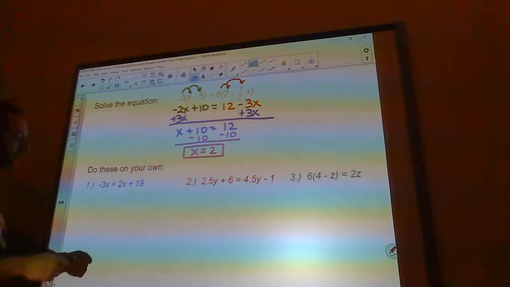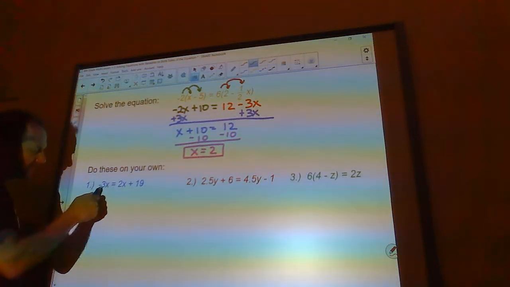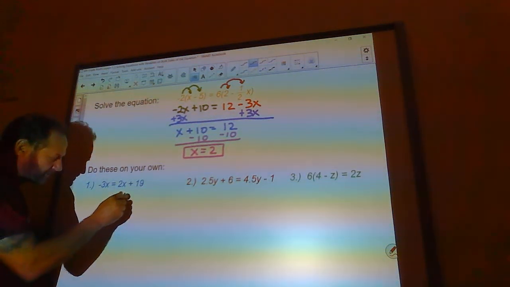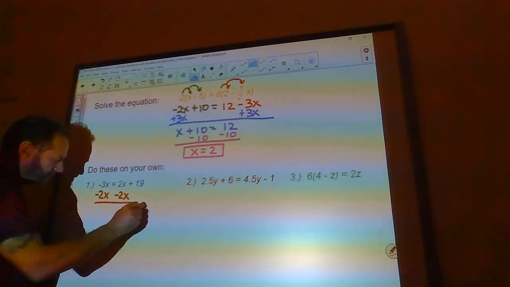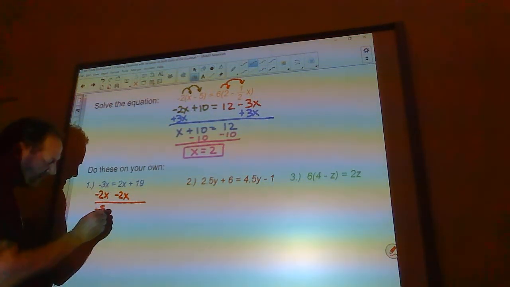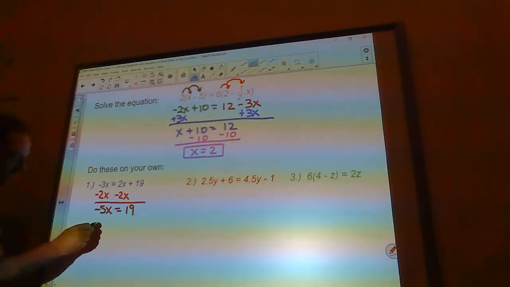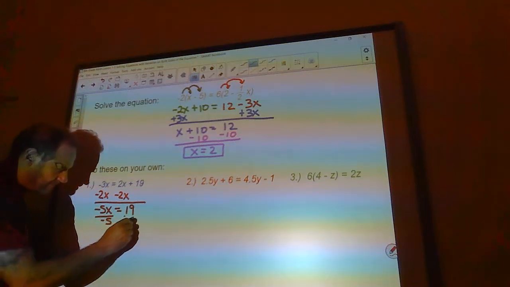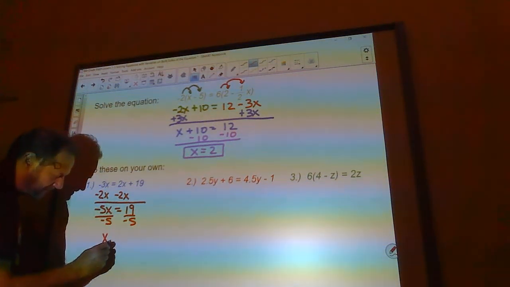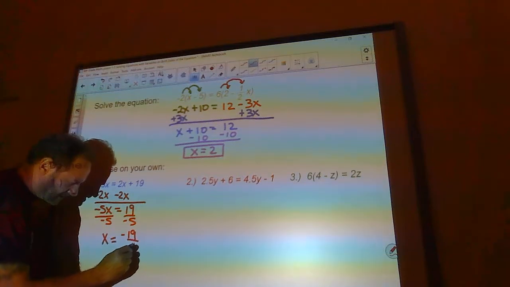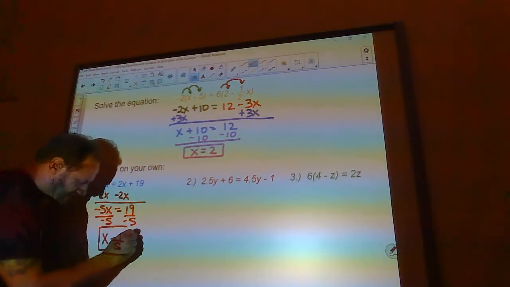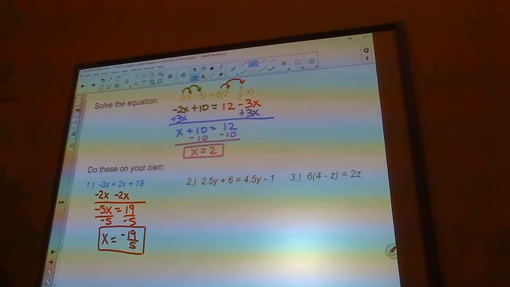Okay, so on this one, I've got x's on both sides. I'm going to subtract 2x from both sides here. And I get negative 5x equals 19. And then I'm going to divide by negative 5. And I get x equals negative 19/5. And just go ahead and leave it like that. That's a pretty simple fraction. It terminates. So if you wanted to change that to negative 3.8, it would be okay. But I would just leave it like that.